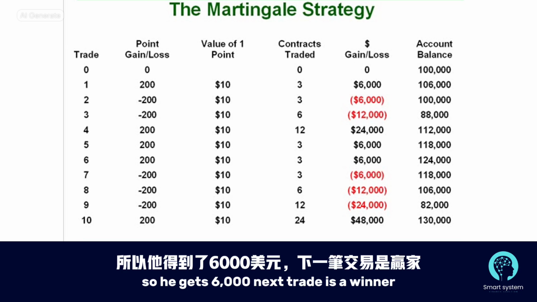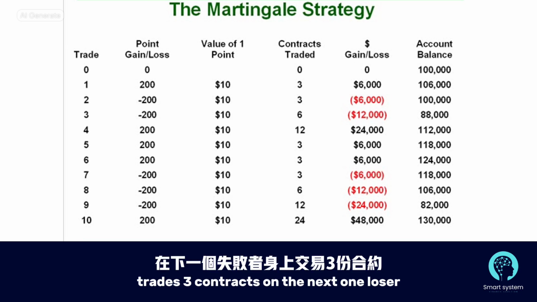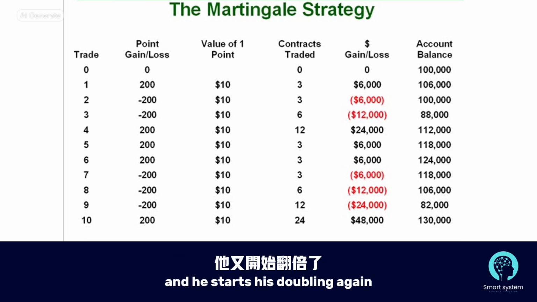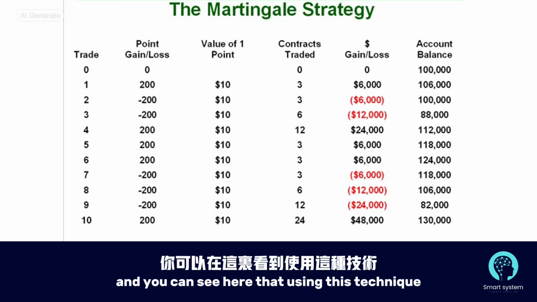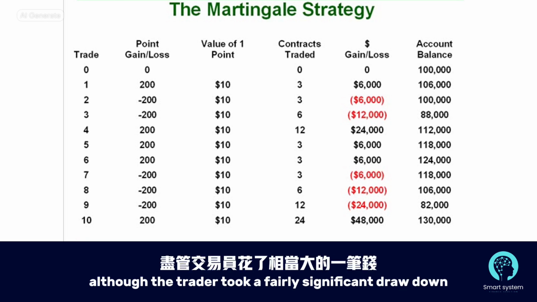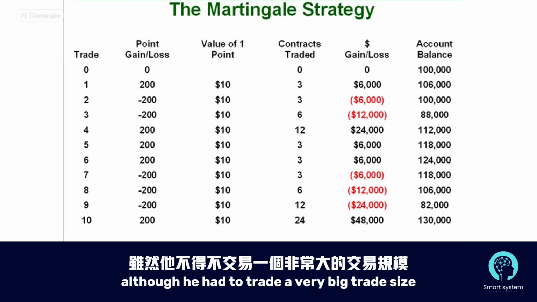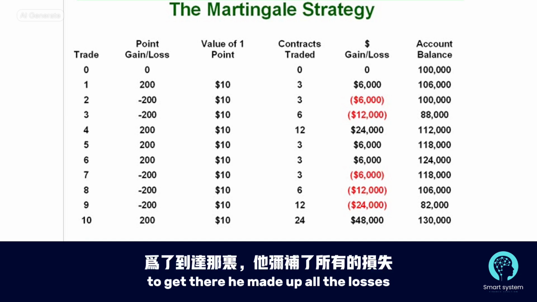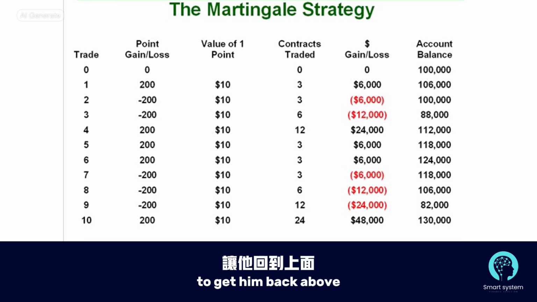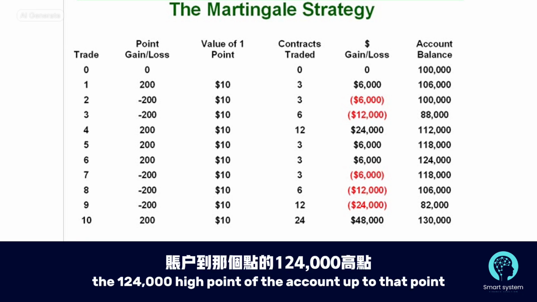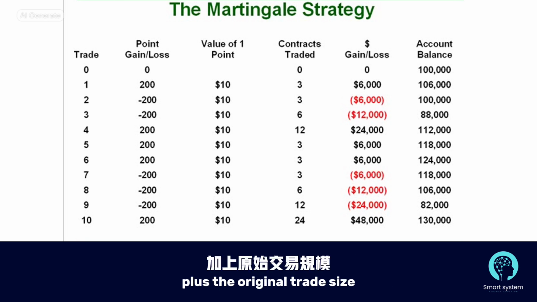So he gets 6,000, the next trade is a winner, trades 3 contracts on the next one, loser. And he starts his doubling again as he hits a couple more losers in a row. You can see here that using this technique, although the trader took a fairly significant drawdown on the 10th trade, and had to trade a very big trade size to get there, he made up all the losses that he had up to that point, plus the 6,000, to get him back above the 124,000 high point of the account up to that point, plus the original trade size.